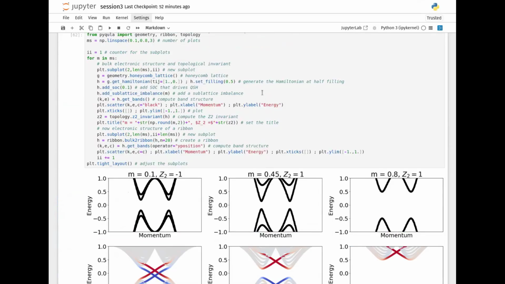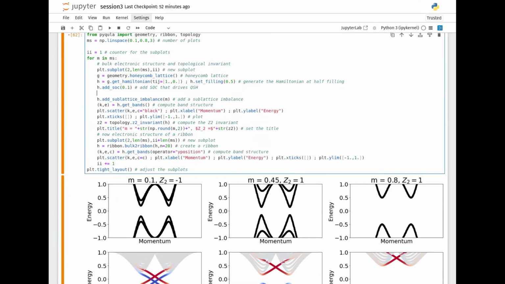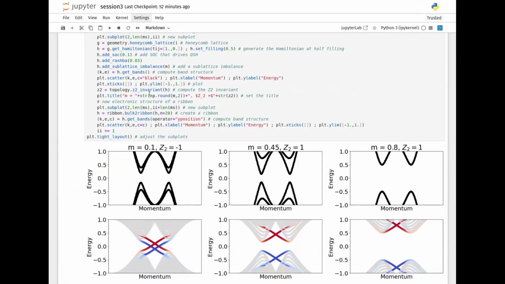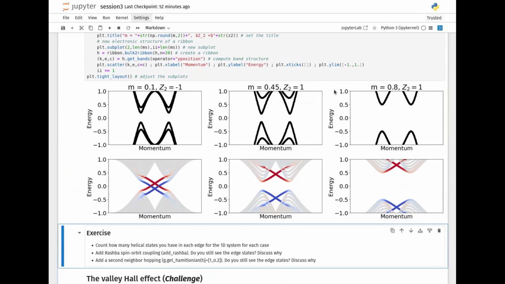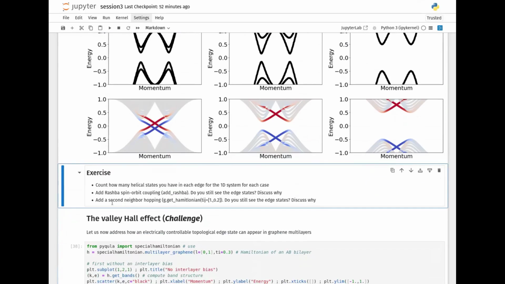Now let's add Rashba spin orbit coupling and see if we still have edge states. For adding Rashba, we can just do it here. Here we added a little bit of Rashba spin orbit coupling, and the topological invariants are effectively the same. Here we get topological invariant -1, which means topological, so we have our gapless edge states, and then here is 1, here is 1, and so we have our trivial gap.